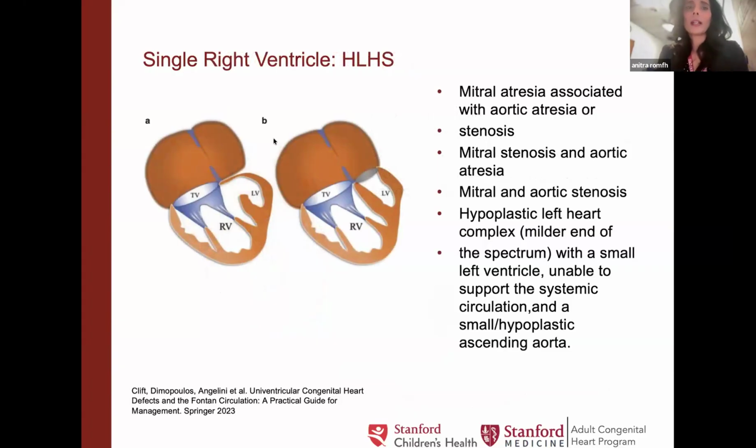On the other hand, a single right ventricle that we typically think of in terms of physiology would be hypoplastic left heart syndrome. And this can have various flavors, right? It can be mitral atresia that's associated with aortic atresia or stenosis. You can have mitral stenosis and aortic atresia. So there's various subtypes, as you can see in these diagrams here.